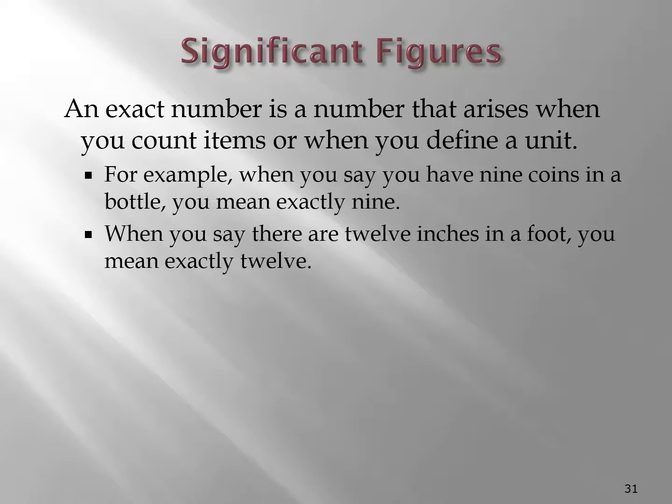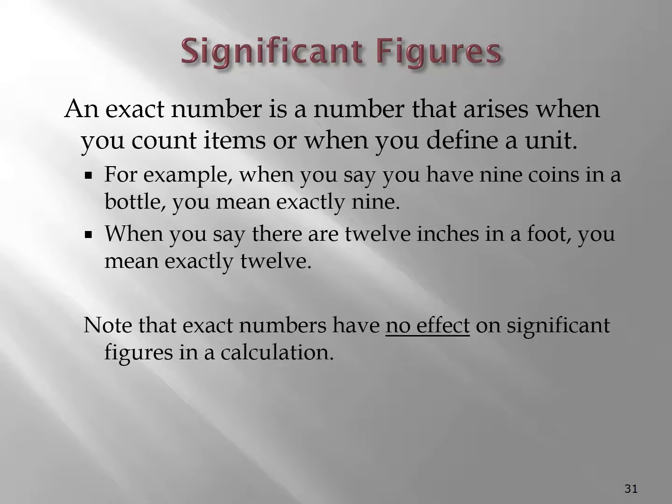If there's 12 inches in a foot, again, that is a unit measurement. Then you mean exactly 12. So if you were going to convert 52.32 inches and you wanted to convert that to feet, you would divide by 12 inches. You could still keep the 4 significant figures that you had in your original number, because 12 inches is an exact number and it's actually got infinite significant figures. So you would keep the same number of significant figures that you started with. They have no effect on significant figure calculations.